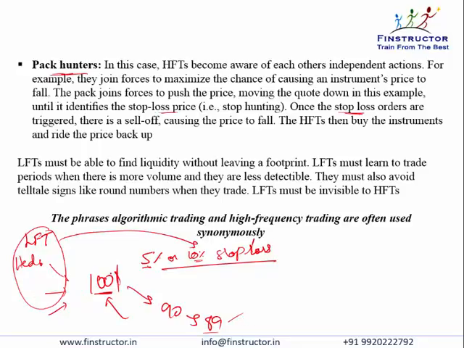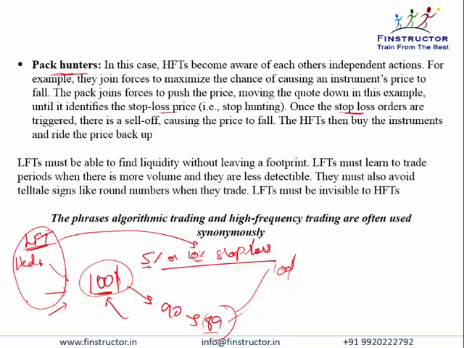Then these pack hunters will reverse their position. That is, now they'll start buying. So they'll sell at a higher price, at 100, and buy at a lower price, profiting from this stop loss or profiting from these low frequency traders. And the price will come back up. So basically the HFT or the pack hunters have gained because they shorted at a higher price and they bought back at a lower price, the price of the stop loss of these hedge funds or these low frequency traders.